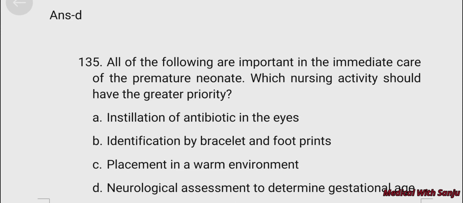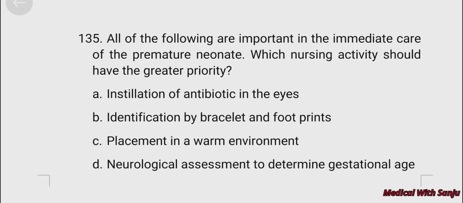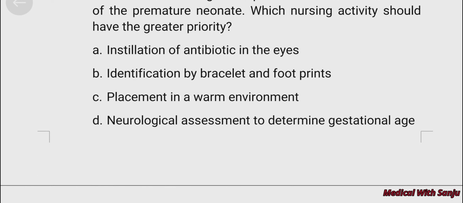Question 135. All of the following are important in the immediate care of the premature neonate. Which nursing activity should have the greater priority? Option A, instillation of antibiotic in the eyes; option B, identification by bracelets and footprints; option C, placement in a warm environment; and option D, neurological assessment to determine the gestational age. The right answer is option C, placement in a warm environment.